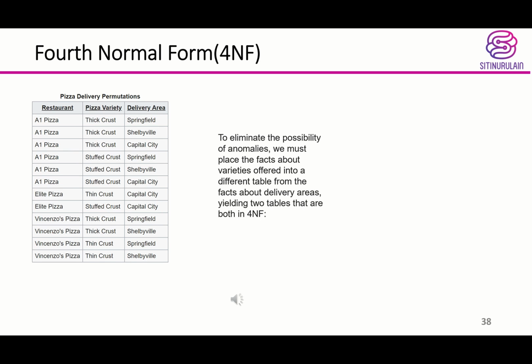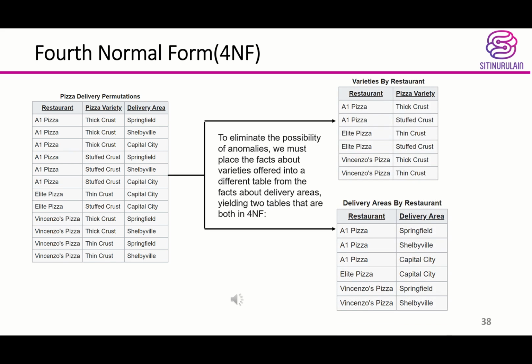For example, we are told 3 times that A1 Pizza offers stuffed crust, and if A1 Pizza starts producing cheese crust pizzas then we will need to add multiple rows, 1 for each of A1 Pizza's delivery areas. There is, moreover, nothing to prevent us from doing this incorrectly. We might add cheese crust rows for all but one of A1 Pizza's delivery areas, thereby failing to respect the multivalued dependency. To eliminate the possibility of these anomalies, we must place the facts about varieties offered into a different table from the facts about delivery areas, yielding 2 tables that are both in 4NF.